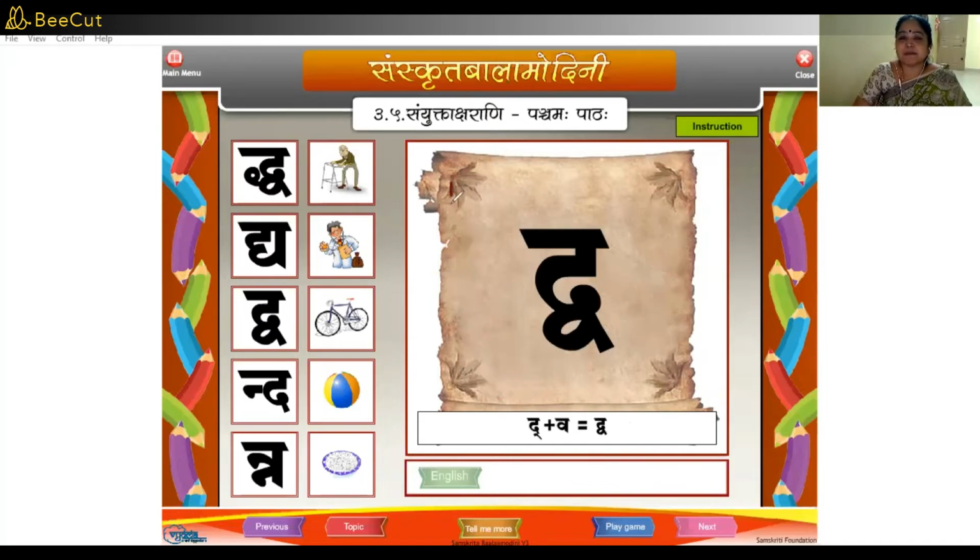For this example, dwa in vidwan. Vidwan, a scholar.